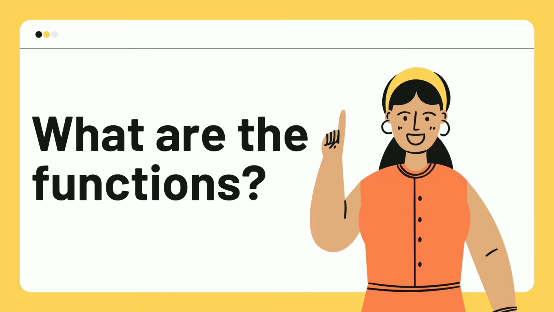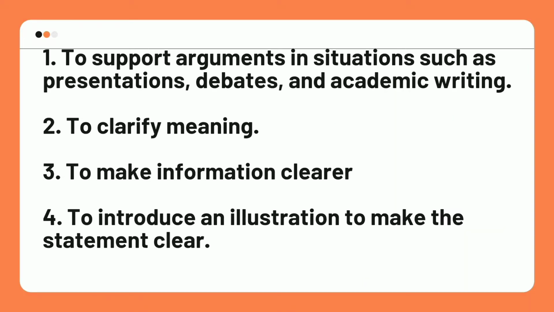So then, what are the functions of giving examples? The function is to support arguments or support our opinion in situations such as presentations, debates, academic writing, or dealing with someone. And then to clarify the meaning. If the meaning is difficult, we give an example to clarify the meaning. And then to make information clearer. If the explanation is too general, we have to give more specific things, like giving an example to make the information clearer. And then an example is also used to introduce an illustration to make the statement clear.